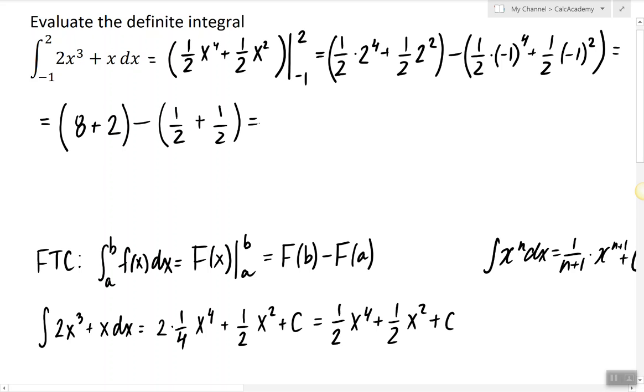So 1/2 plus 1/2 is 1, 8 plus 2 is 10. So we have 10 minus 1, 9. So the answer to the original question is 9.